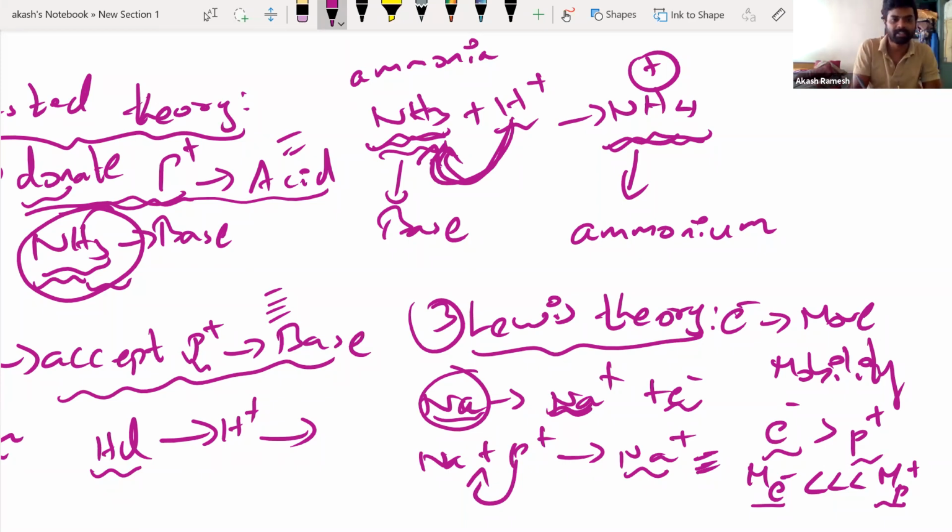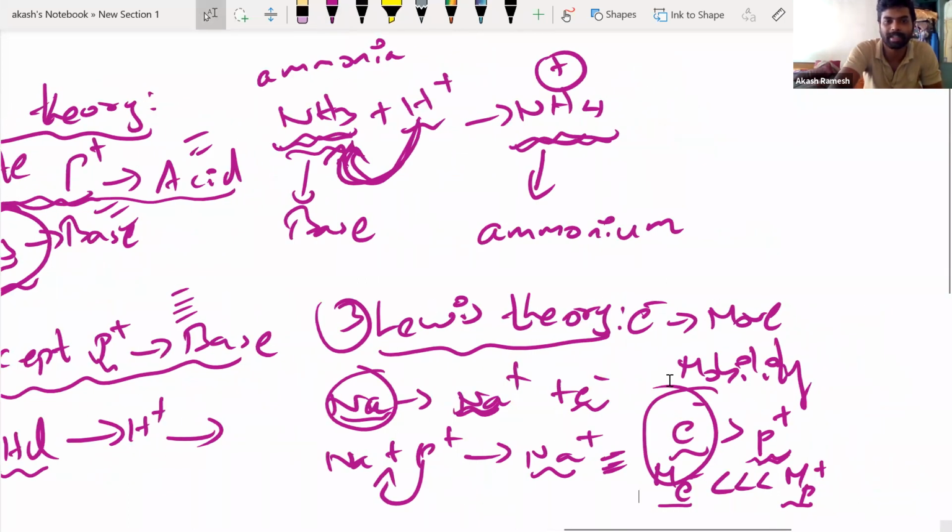Because of these reasons, even though this gives us better insight in terms of acids and bases, that is accepting a proton and donating a proton, it doesn't give the full insight, because generally protons don't move. It is the electrons which move. So Lewis theory is going to talk about acids and bases in terms of electrons and not protons. We'll see what it says.